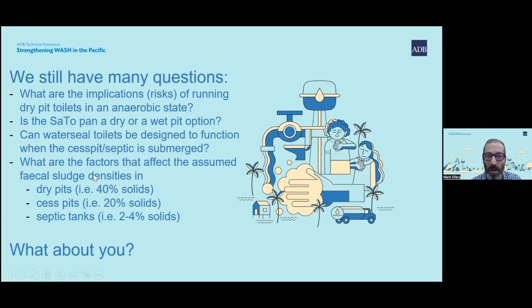There are still a lot of questions, and effectively we still have a lot of questions around sludge densities in toilets, but we're looking to continue to explore these questions, and for partnerships around these questions surrounding the optimizing of dry pit and wet pit toilets.